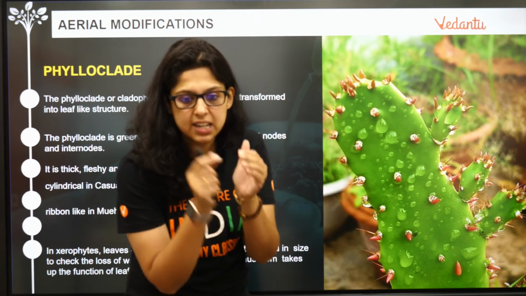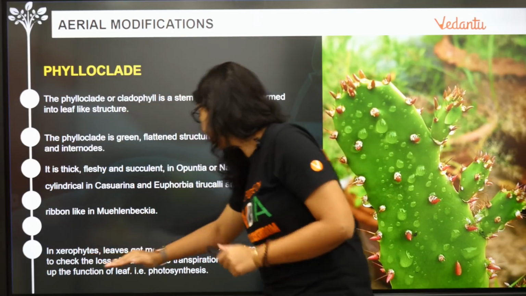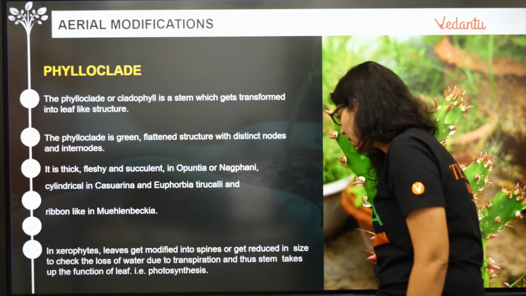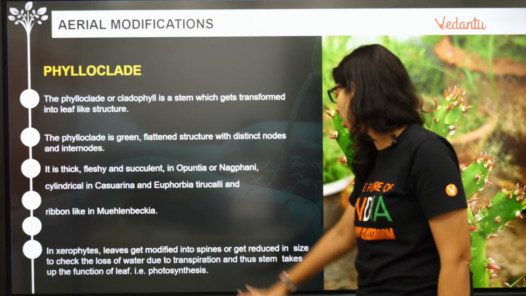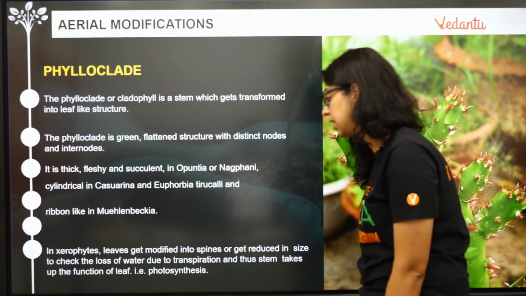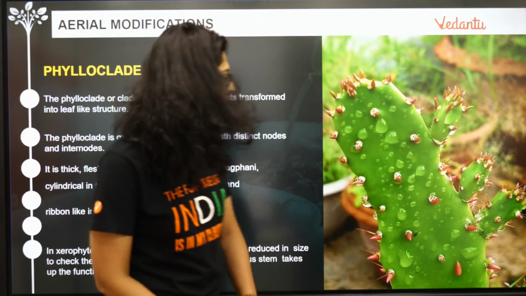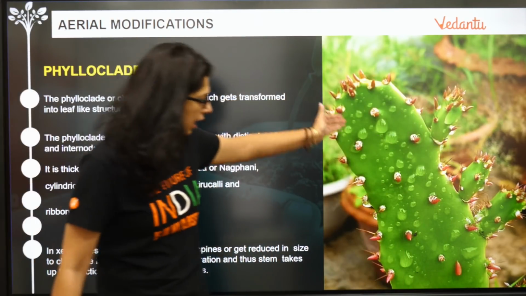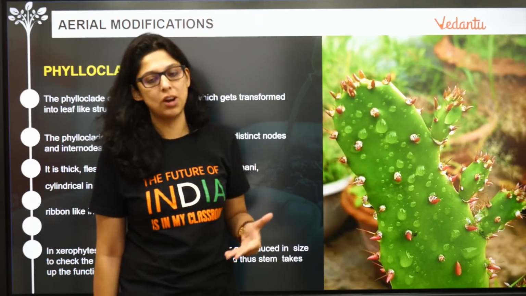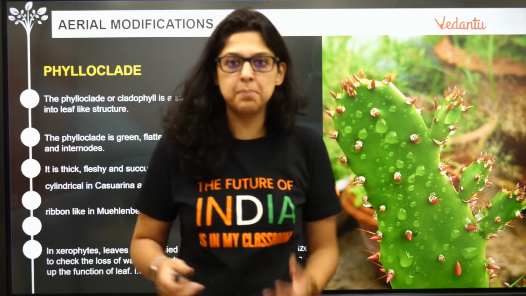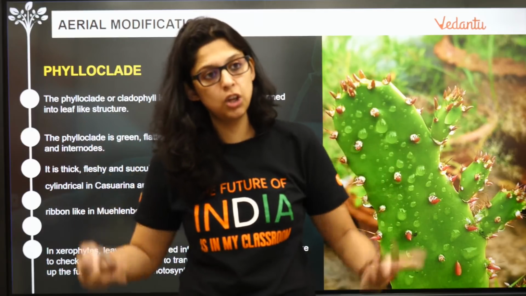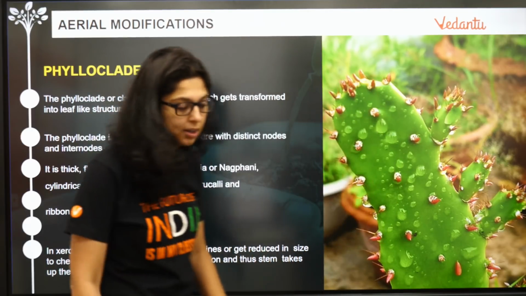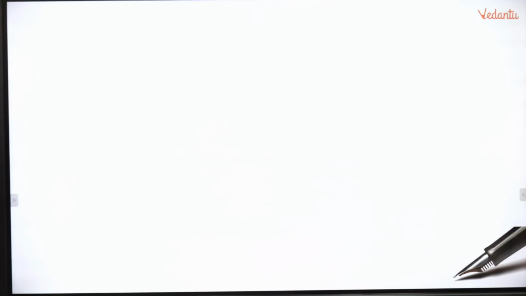Please write it down. In xerophytes, leaves get modified into spines or get reduced in size to check the loss of water due to transpiration, and thus stem takes up the function of leaf, that is photosynthesis. So to avoid water loss by transpiration, the thorns are the leaves, and the stem does not have stomata. Stem के पास stomata नहीं होता, water loss नहीं होगा. चलिए, so let's move on to the next slide.